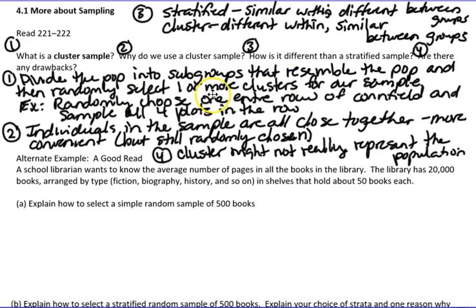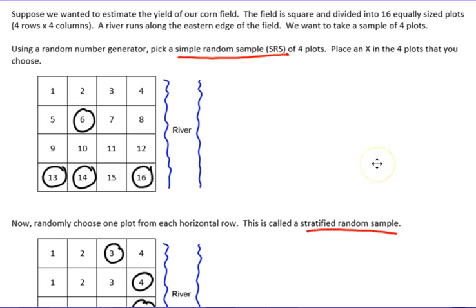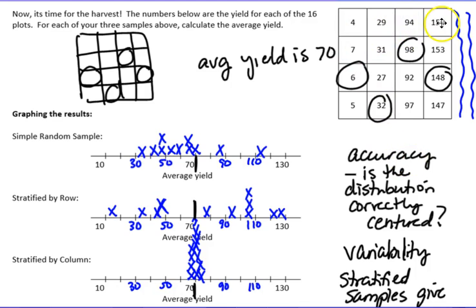Okay, so in our cornfield example, let me go back to the cornfield example. Actually back here. So if we look at the cornfield, notice that each row here could be a cluster, because each row contains one square that is close to the river, a little farther, and then far away from the river. So each row would be kind of a mini population. It would have a little of everything in it. So what we could do for a cluster sample is number the rows 1 through 4, and then randomly select one of those numbers, and then do all 4 squares in the row. That would be a cluster sample.